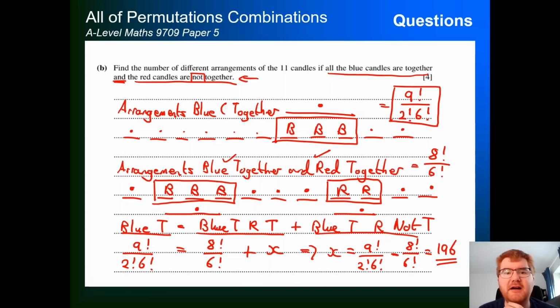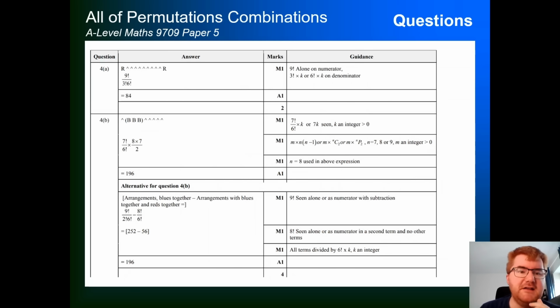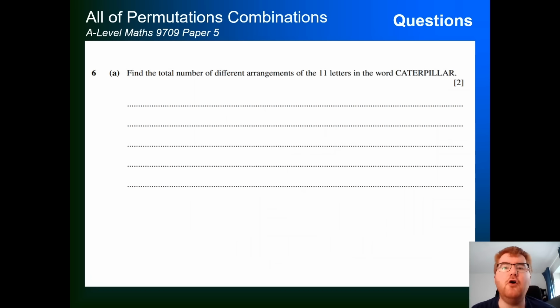Key thing to keep in mind, whenever you've got these "not" questions, my general strategy is to work out when they are together and then find the differences between them. What you'll find sometimes with these exam questions is that you can actually use part A to help you with part B. Not in this case, but sometimes that's quite nice. You can just use what you've got in part A, do a little bit of calculation here, and then work out part B. Okay, so you can see the mark scheme here. I generally take this alternative approach at the bottom to get to my 196. Okay, on to the next question.